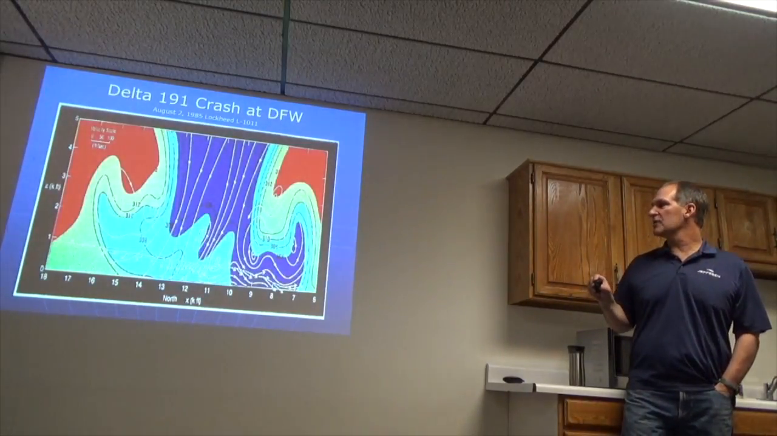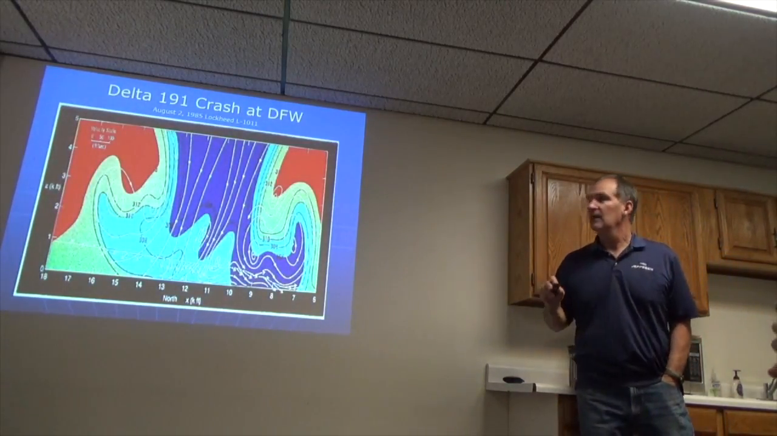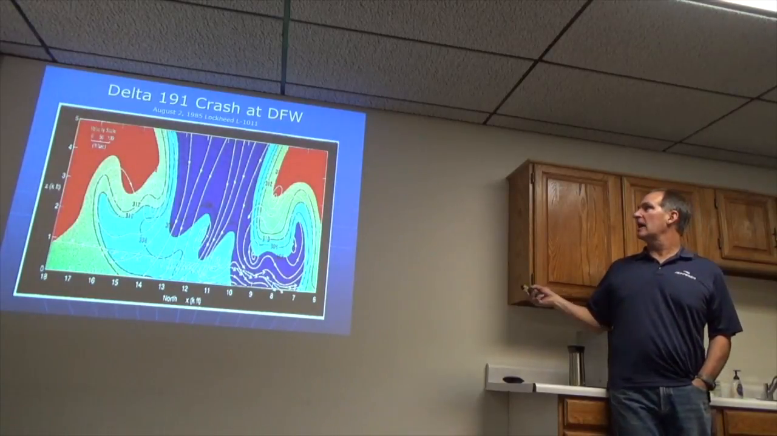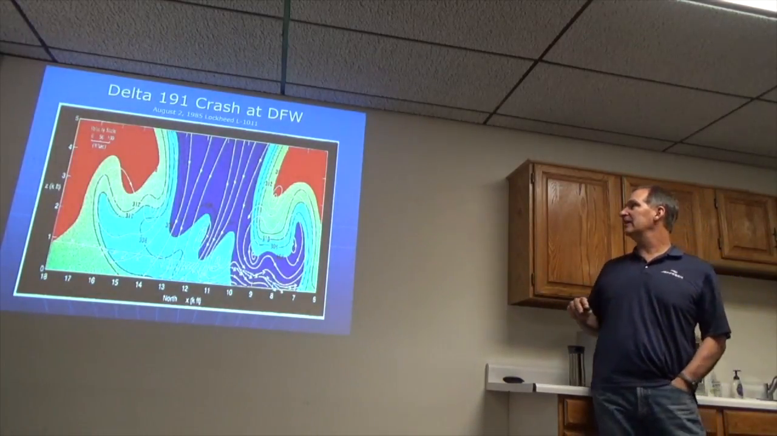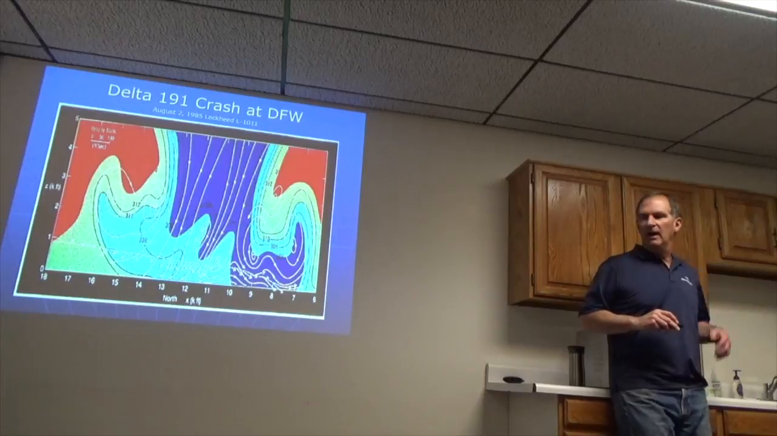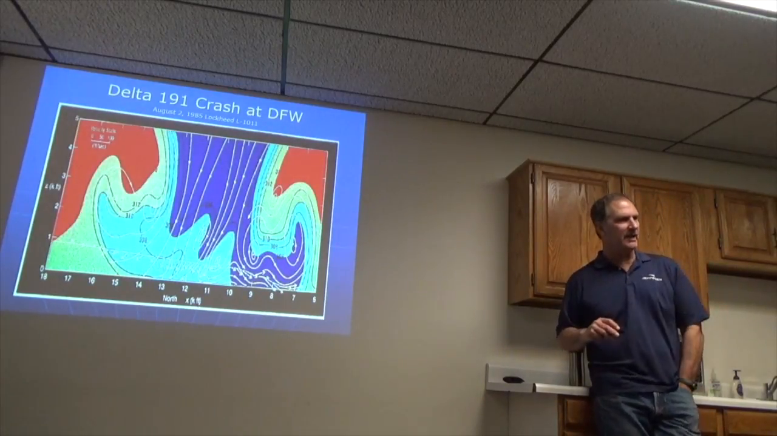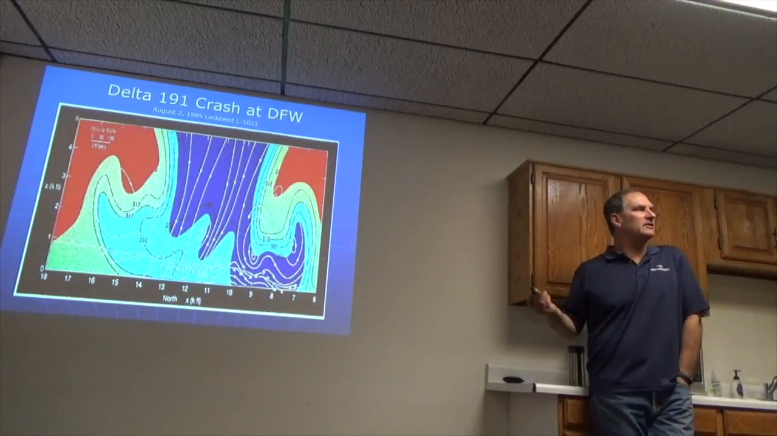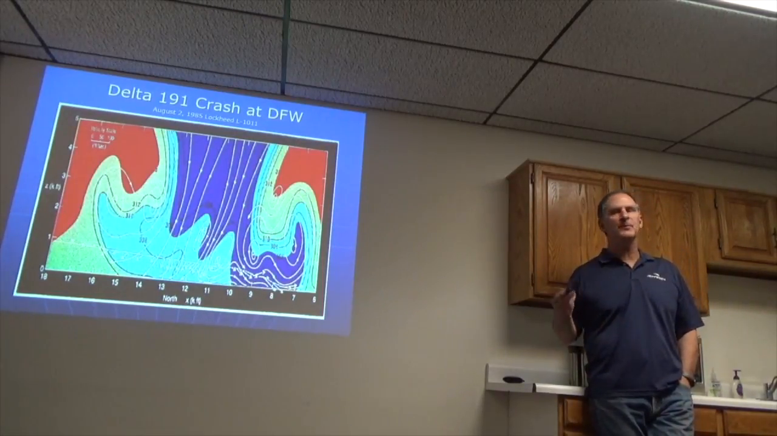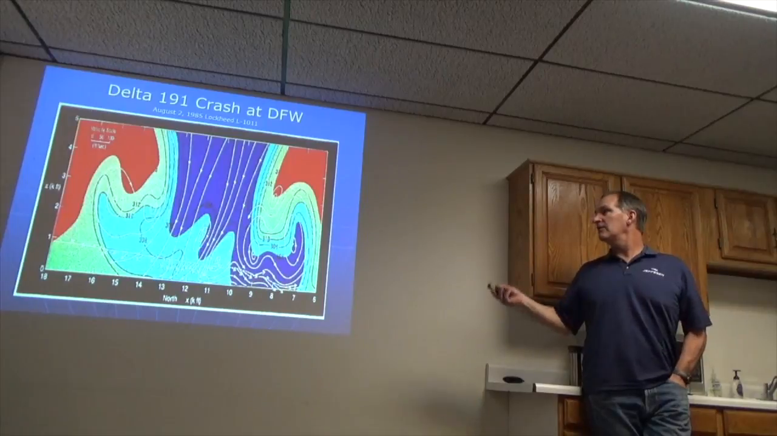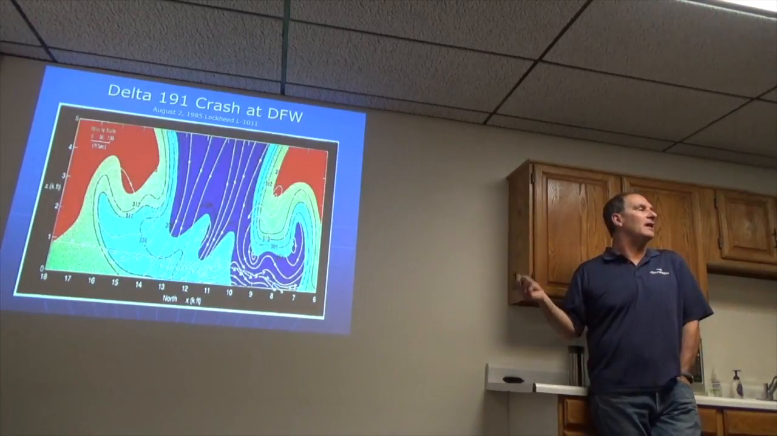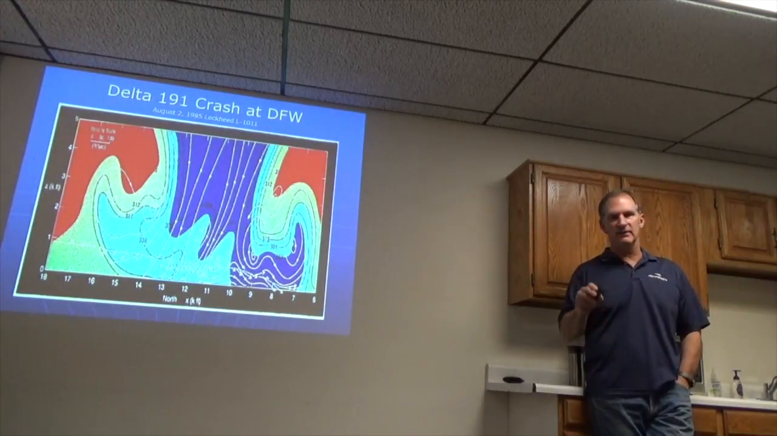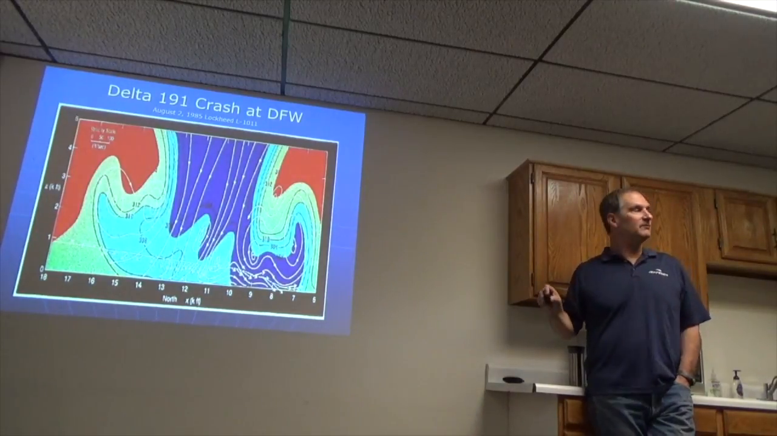Another crash, a few years later, this is 1985 in August, and this was Dallas-Fort Worth. This was an L-1011, Delta 191, coming in from Fort Lauderdale, stopping in Dallas, and heading on to Los Angeles. It was a typical summer day in Texas, everything was looking pretty good, and all of a sudden a thunderstorm popped up just to the north of the field. And it developed very quickly.